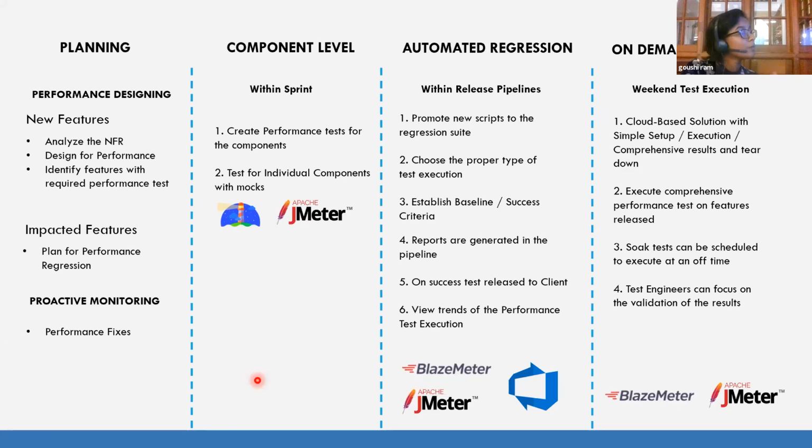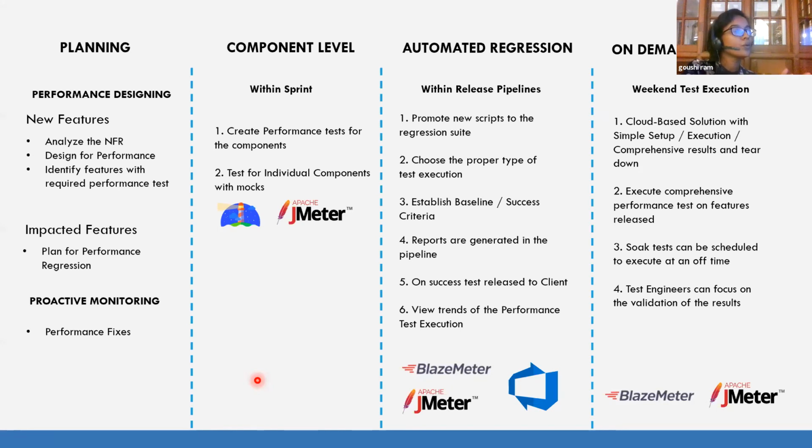Also, with the proactive monitoring, we may have come across some performance issues. So we need to fix these issues and push them for either automated regression or on-demand test execution. So in component level, we can execute performance test even within the sprint, where we can create component level performance tests and execute the test for individual components using mocks.